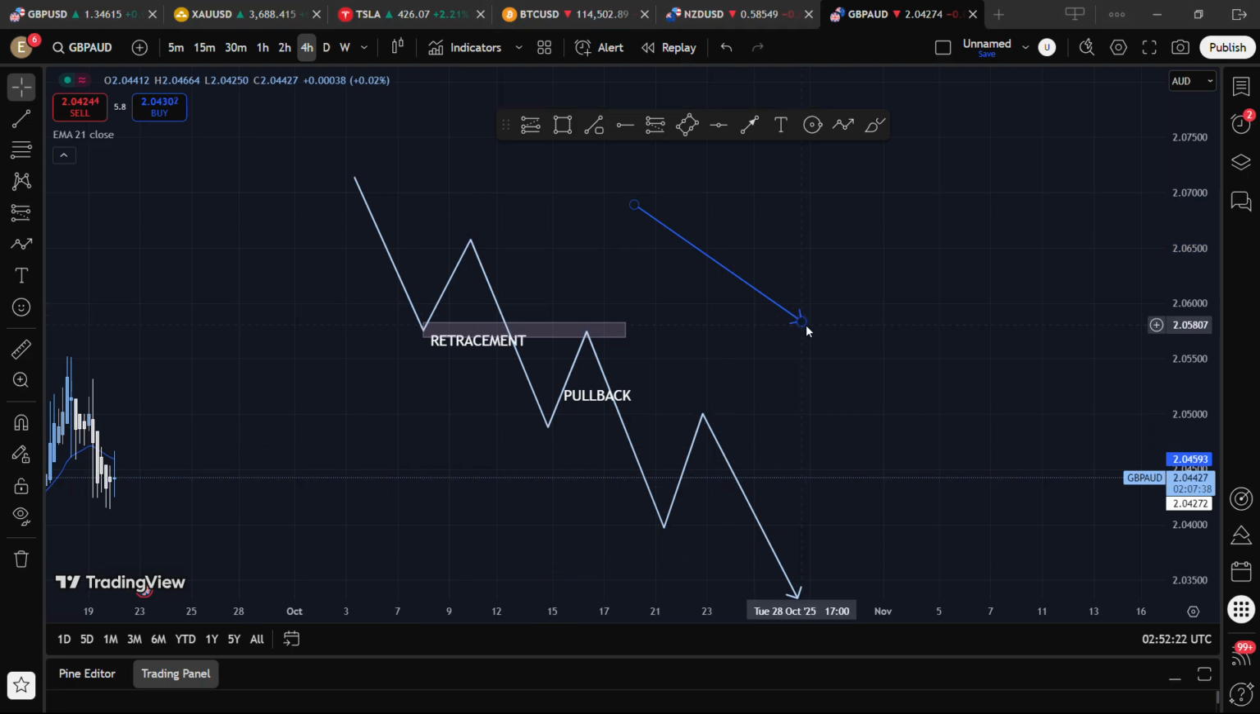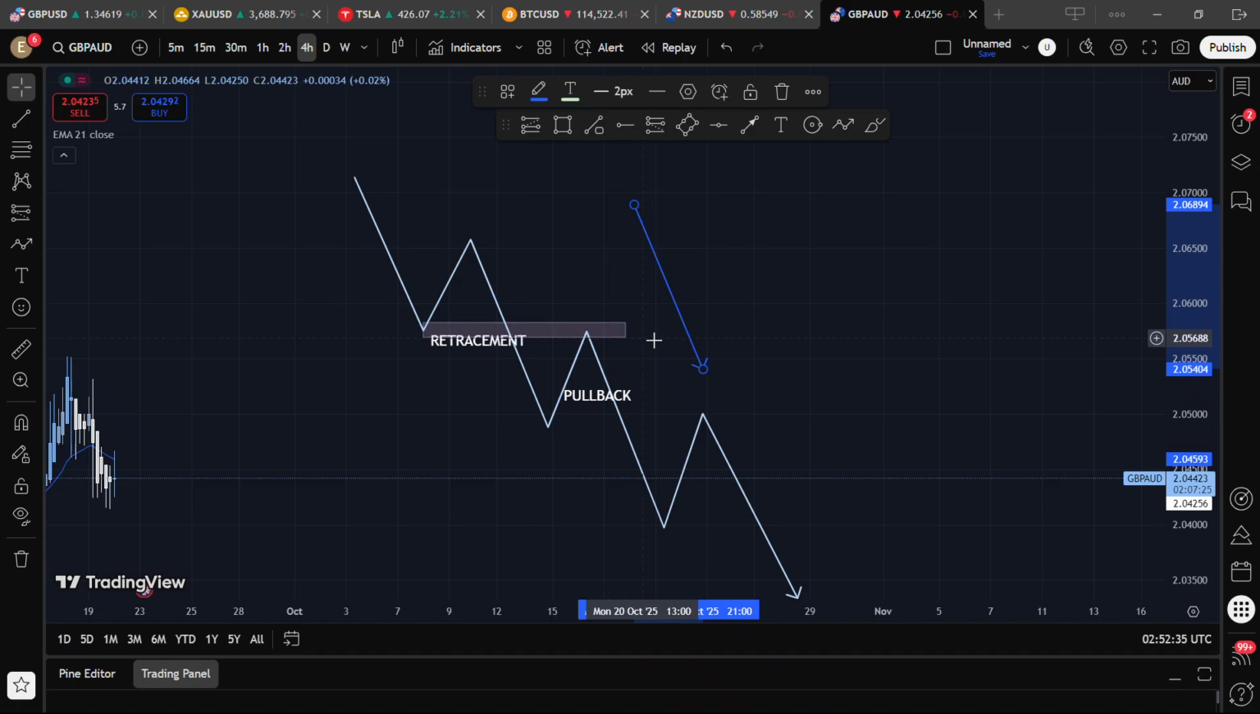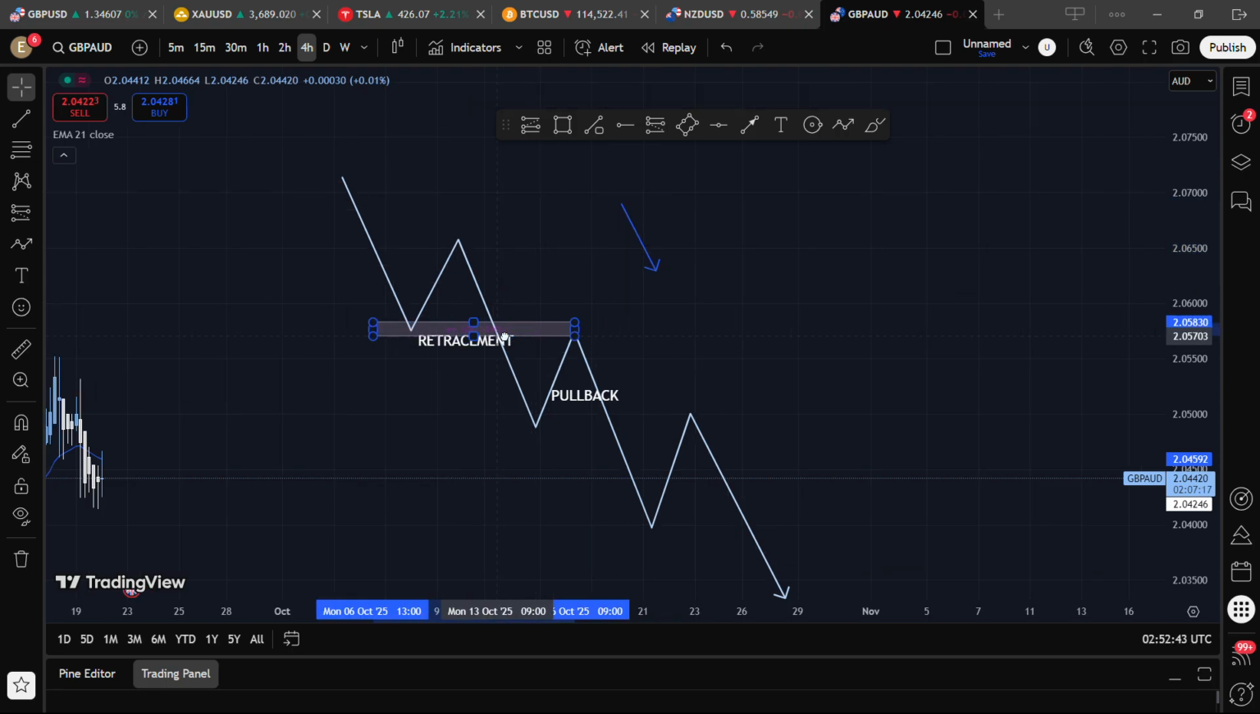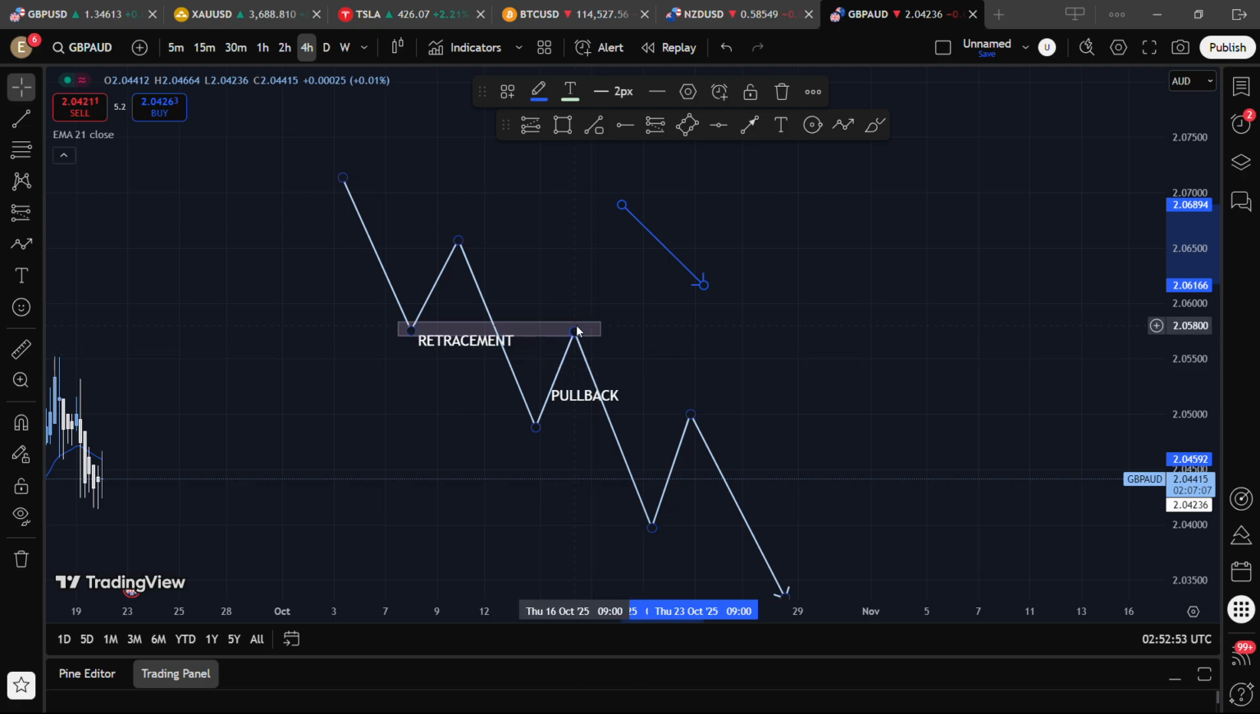This is a retracement, this is a pullback, this is a retracement, this is a pullback, retracement, this is a pullback. As you can see, the market goes lower low, lower high, lower low, lower high, lower low, lower high. When the market makes a lower low in a downtrend, you mark the lower low with the rectangle and you wait for a pullback. When the market makes a pullback to the rectangle or the indication, you look for confirmation and then short on the market, putting your take profit a few pips above the previous lower low here.